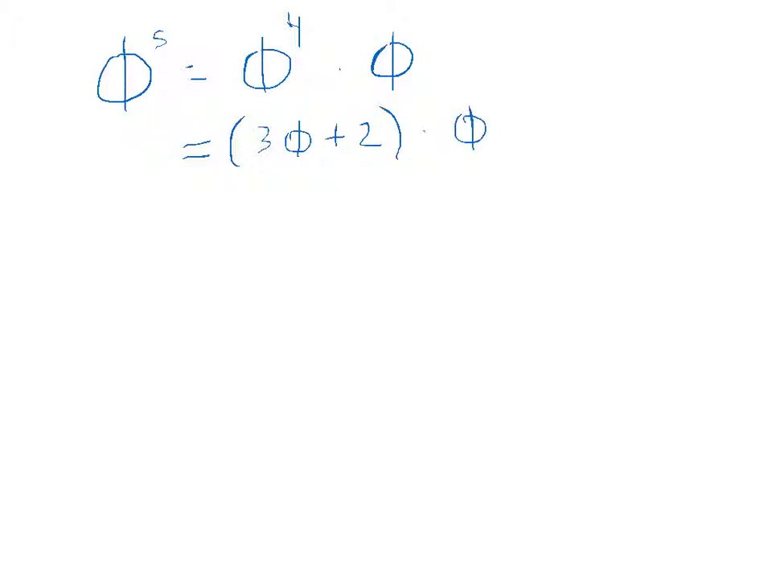And then I have to multiply that times phi. Distribute the phi to both terms in the parentheses. 3 phi times phi is 3 phi squared, and 2 times phi is 2 phi.